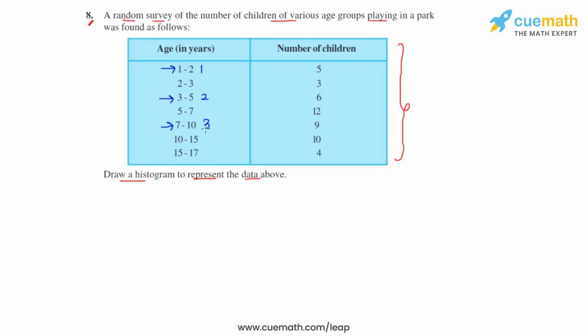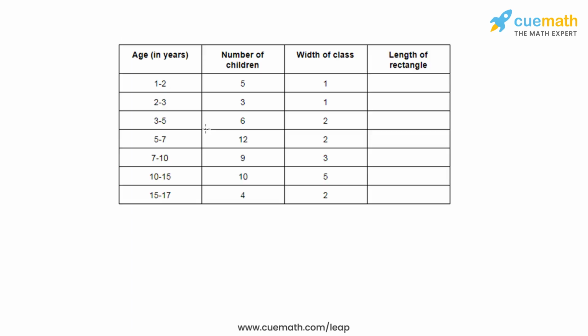So to learn how we adjust a frequency in a given class interval, we'll have another tabular column wherein the class intervals are given and their class widths are given. So the table looks like this. In this table, we have the age of children in years, the number of children associated with each class interval, and the width of each class interval.